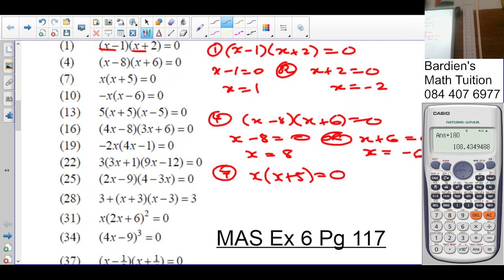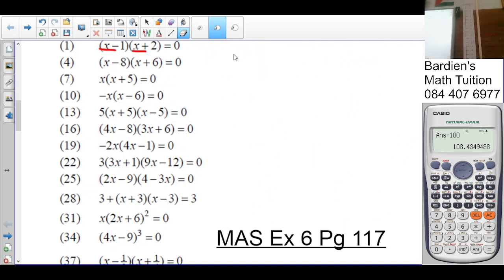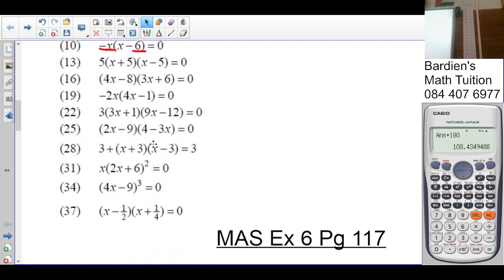Again, each factor equal to 0, so x equal to 0 or x plus 5 is equal to 0. So you see that x equal to 0 is already sorted. Take the 5 over, and it becomes x equal to minus 5. Okay, any confusion here? Right, so that wasn't an issue there. Some of you made a mistake here.